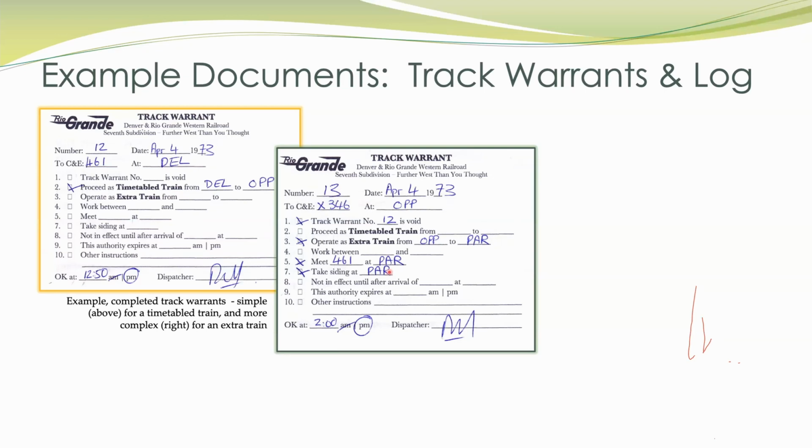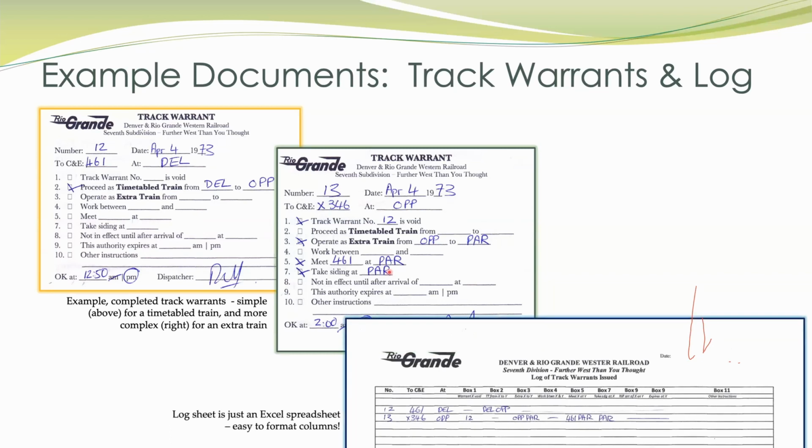It's really, really fast and actually easy to do. So yeah, that's a relatively complex one, actually done relatively simply. Down here is what my log might look like as I'm logging what those orders are on my actual log sheet of what those track warrants actually are.